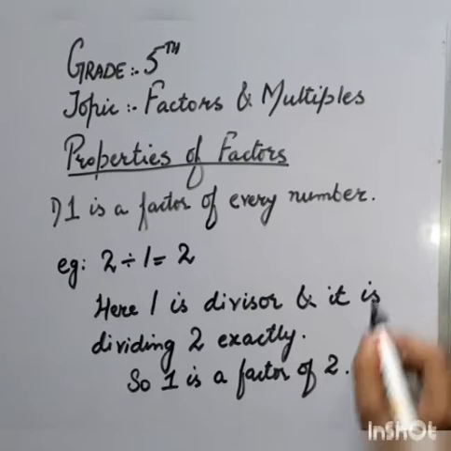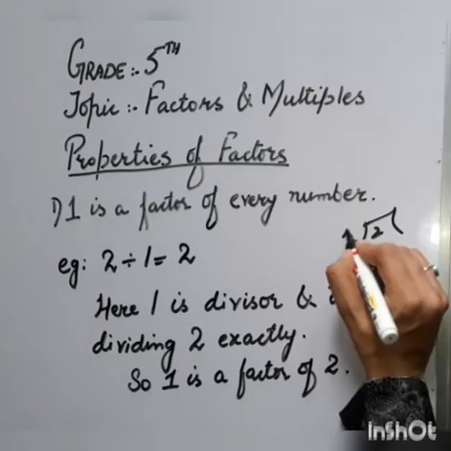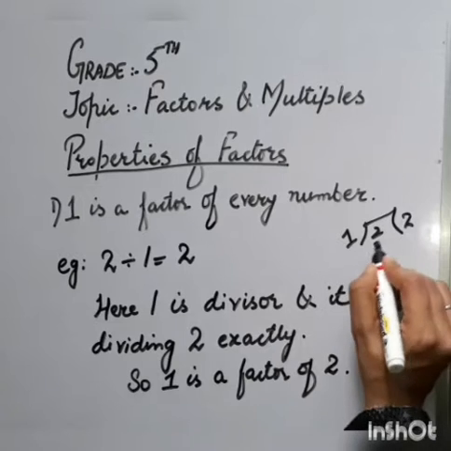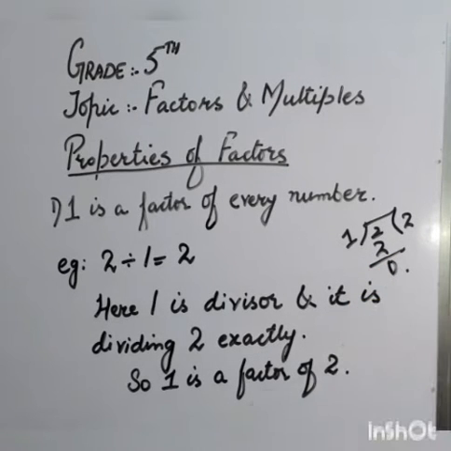See, suppose if I divide this 2 by 1, I can write 1 2 are 2. Okay, so 2 minus 2 is 0. So remainder is 0. It means this 1 is dividing this 2 exactly without leaving any remainder. So we can say that 1 is a factor of 2. 1 जो है वो 2 का factor है.